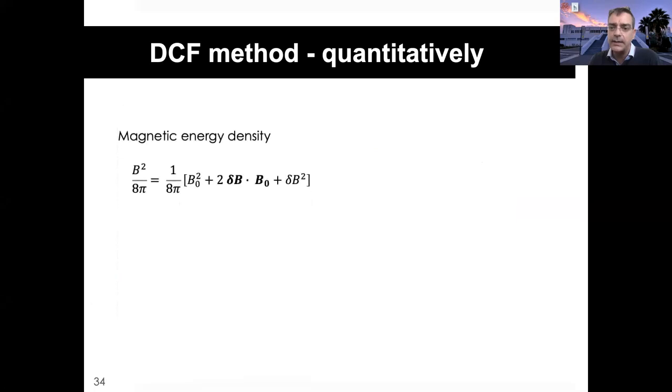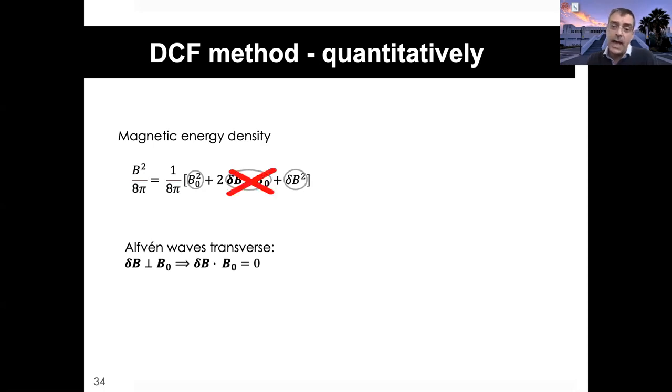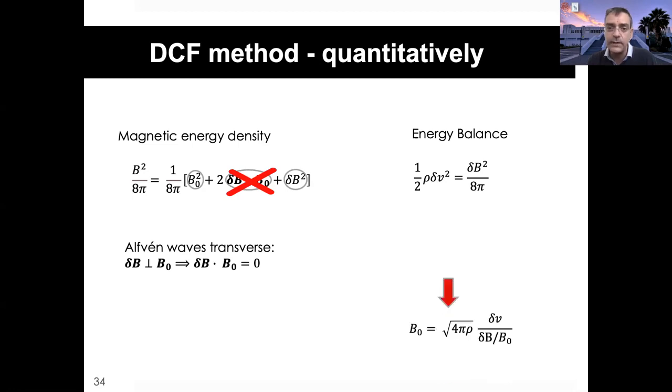We have the magnetic energy density, which contains the three terms: the energy density of the mean field, the energy density of the fluctuating field, and this cross term. The Alfvén waves are transverse, which means that fluctuation is always perpendicular to the mean field. So the cross term vanishes, right? Energy balance, on the other hand, implies equality between gas kinetic energy and magnetic field energy in the fluctuating field. By dividing both sides with the mean field square and by taking a square root, we derive this equation for the mean field.